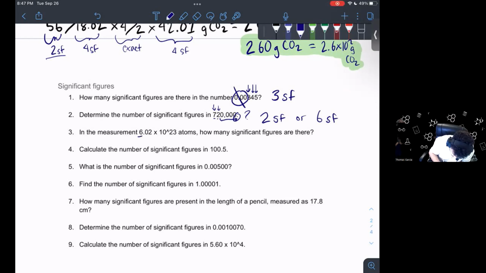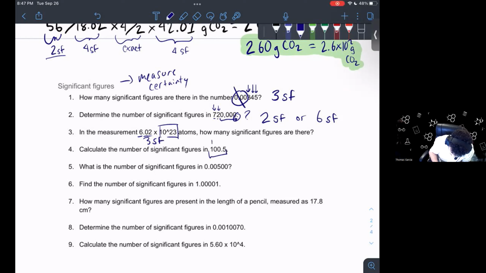All right, moving on. Non-zeros are definitely significant. Zeros between non-zeros are also significant. Scientific notation is just a multiplication factor. It is not a measure of exactness, which, remember, significant figures measure our certainty, or how exact we are about our guess or number. So this is going to be 3 sig figs.